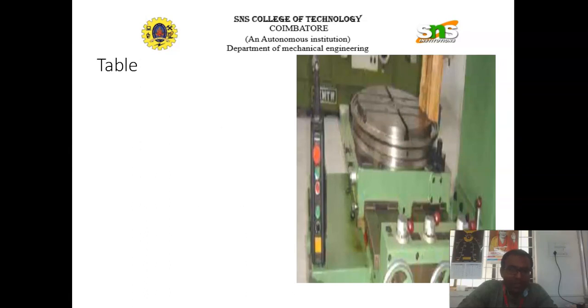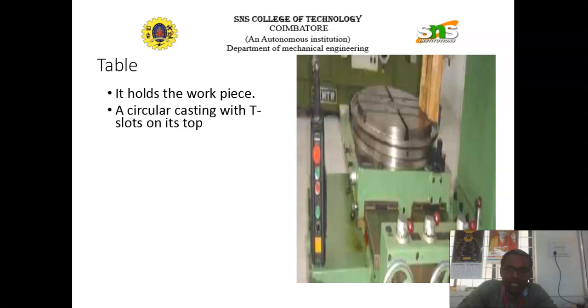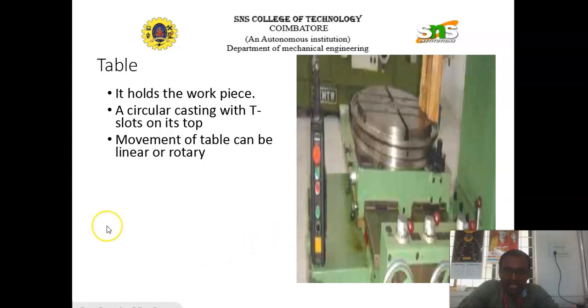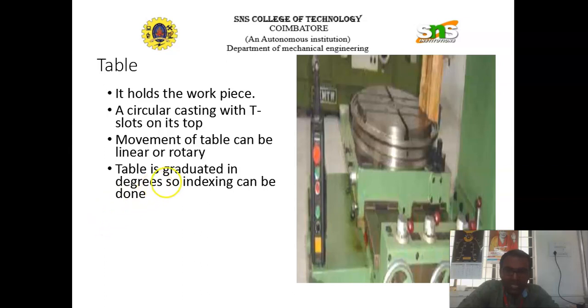The next important part of the slotting machine is the rotary table. It holds the workpiece, a circular casting with T slots on its top. With the help of the T slots, different types of workpieces can be fitted on the rotary table. The movement of the table can be linear or rotary, and the table is graduated in degrees, so indexing can be done. With the help of the indexing mechanism, different types of slots can be cut.